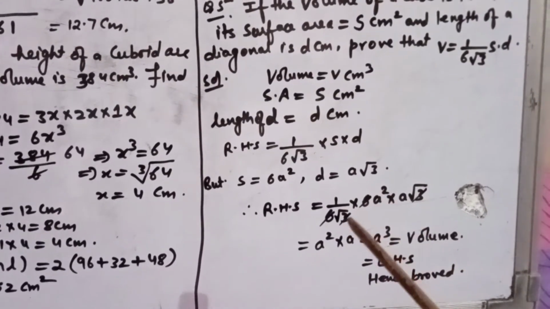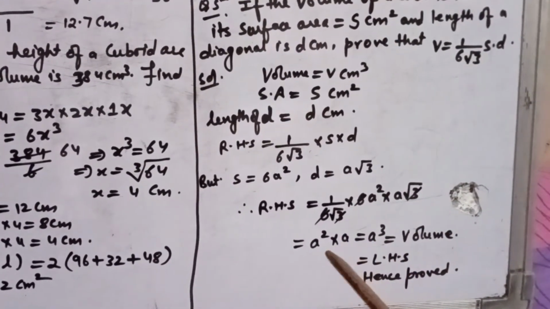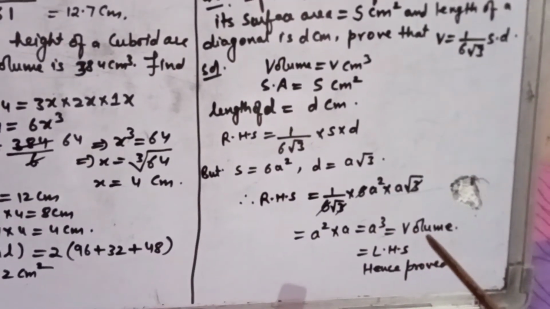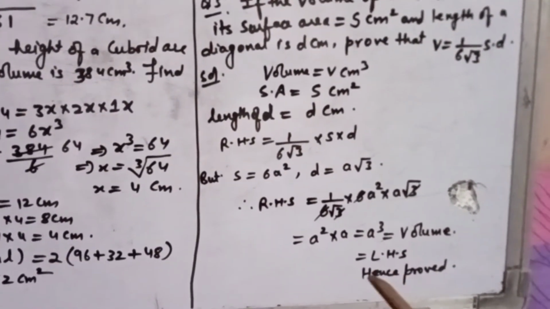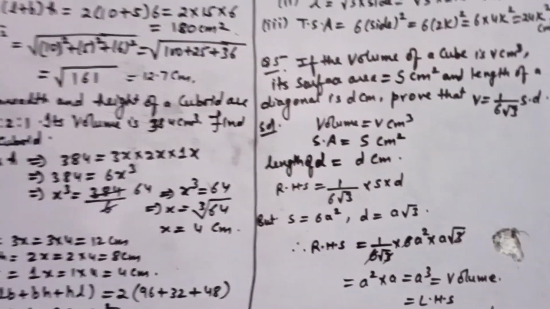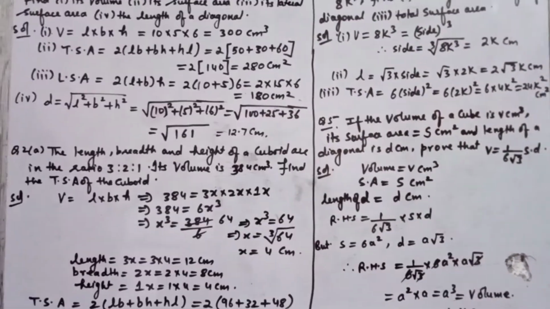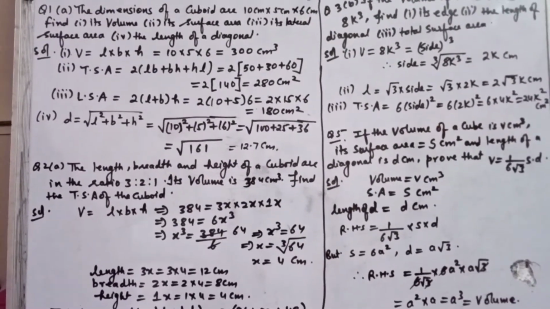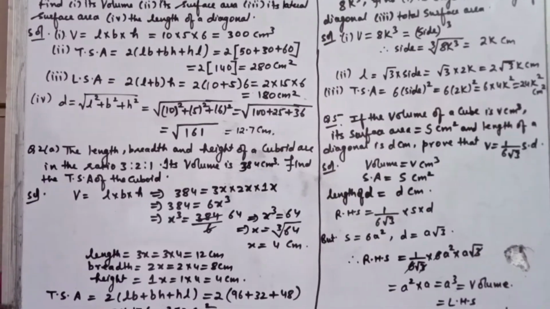So 6 and 6 is cancelled, root 3 and root 3 is cancelled. Only left is a square into a, which is a cube, and we know that a cube is volume, which is equal to left hand side. So left hand side equal to right hand side, hence proved. Clear, student? I hope you understood. So here your question number 1 to 5 is finished. Now we see next question of the same exercise.